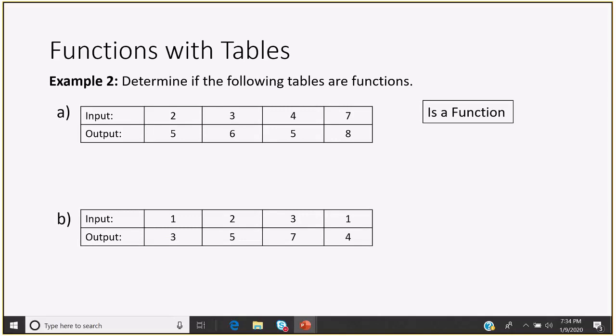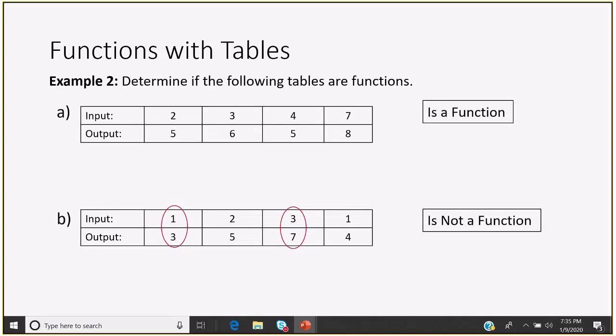Now here we have repeated inputs. We have 1 and we have 1. The first one is going to 3. The second one is going to 4. So I am mapping. That circle should be on the next one. So 1 is mapped to 3 and 1 is mapped to 4. So that is not a function.